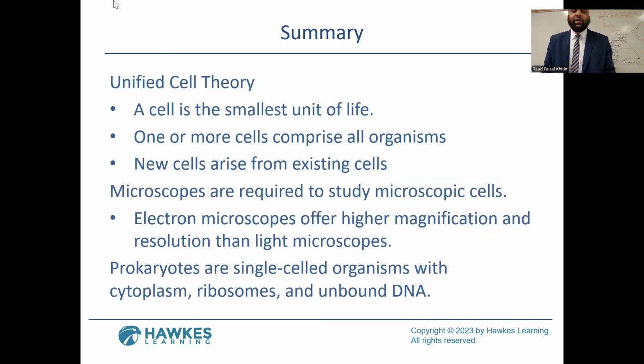Okay, the summary is that there's a unified cell theory. A cell is the smallest unit of life. One or more cells comprise all organisms, and new cells arise from existing cells. Microscopes are required to study microscopic cells. There is an electron microscope that offers high magnification and better resolution than the light microscope.